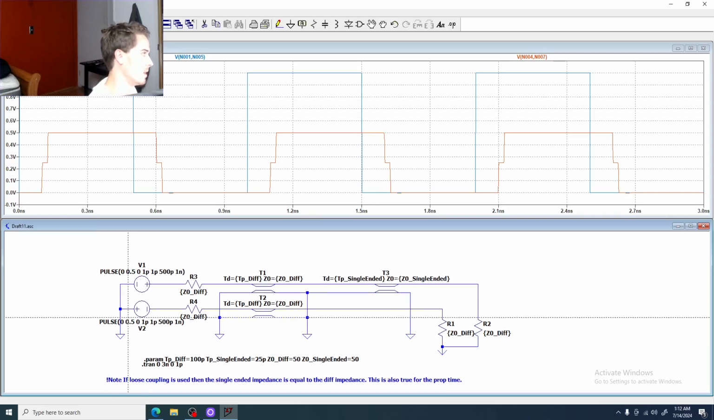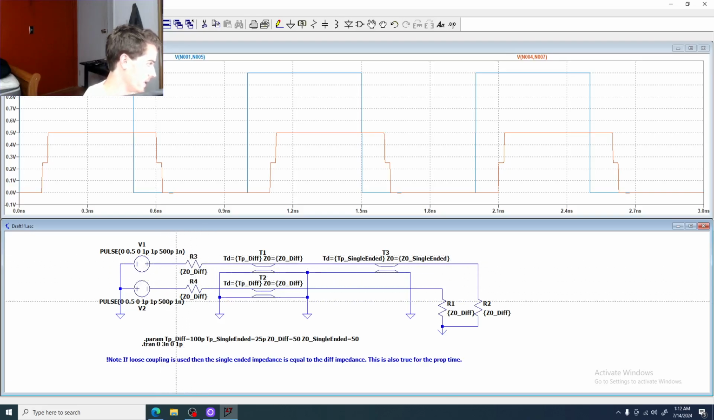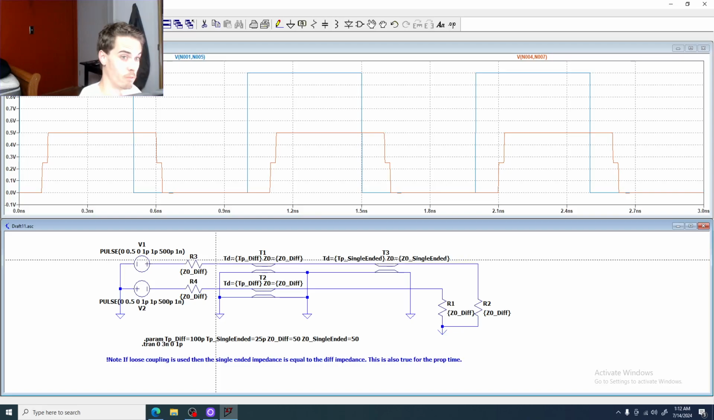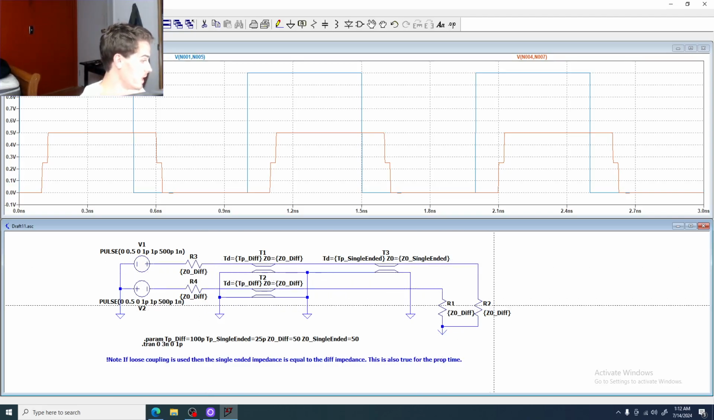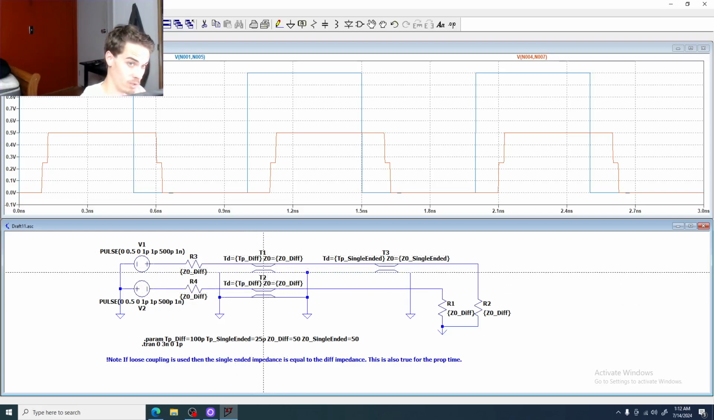We have a pulse where half of the signal is on one line and the other half is on the other. And then we have an output impedance matched to the differential mode impedance of the line. It'll be half of what the specification says. So if it's a differential mode impedance of like 90 ohms, these resistors will be 45 ohms. And then we have our two transmission lines, which model our differential pair.